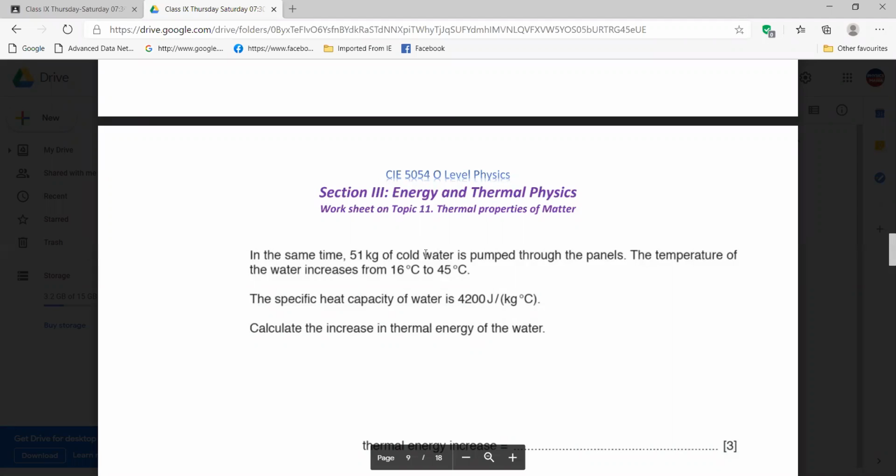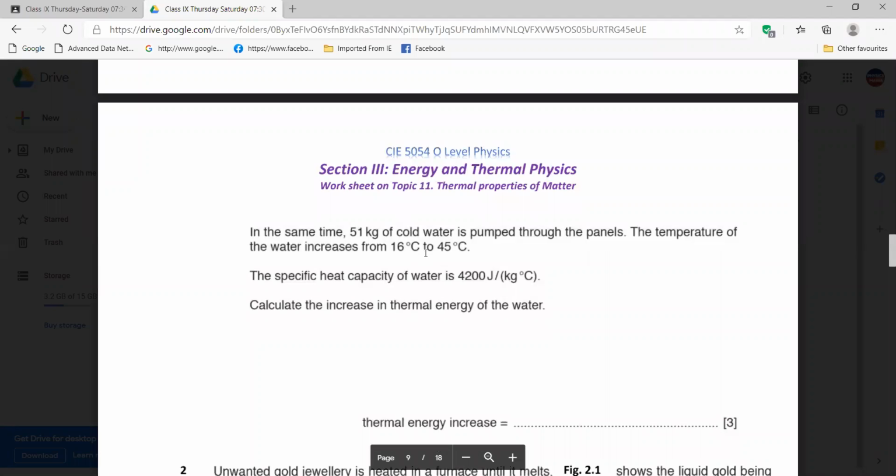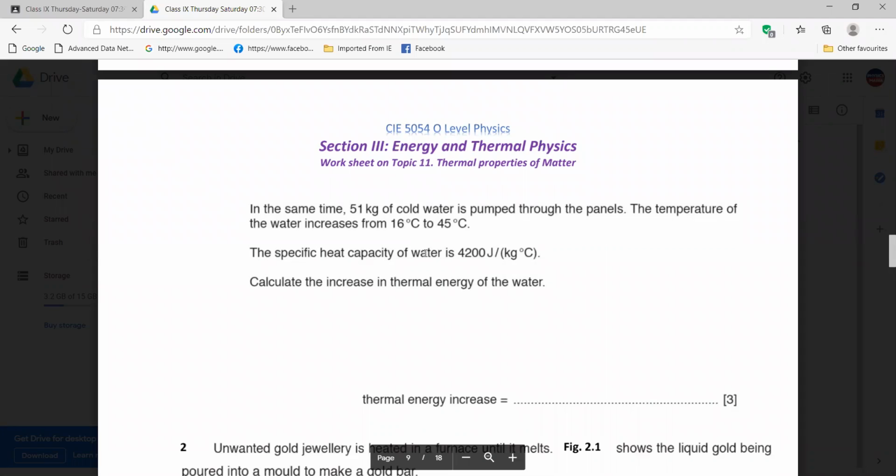Yeah, continue. It is the same water. The specific heat capacity of water is 4200 joule per kg degree Celsius. Calculate the increase in thermal energy of the water. So you can do it, right? What is the formula? Just now we did another one with this formula. You have mass, you have temperature change, you have specific heat capacity, you have to find the energy, right? So what should be the formula?